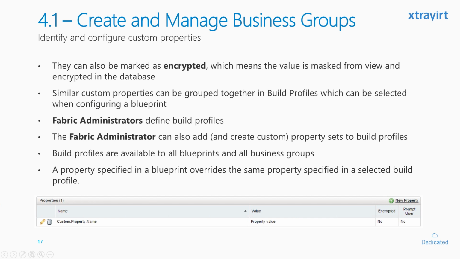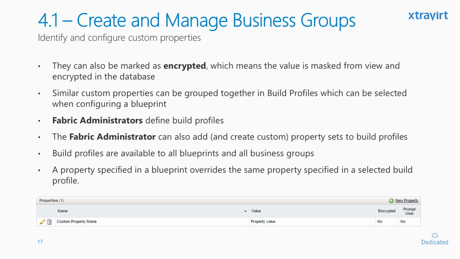As we mentioned earlier, similar custom properties can be grouped together in build profiles, which you then can configure or select when you configure in a blueprint even. It's up to the fabric administrator to define the build profiles. The fabric admin can also create property sets as well. I won't go into this too much because this actually is out of the scope of subjective 6, but just worth noting that the fabric administrator can create property sets.